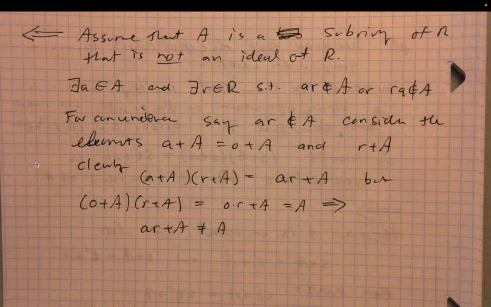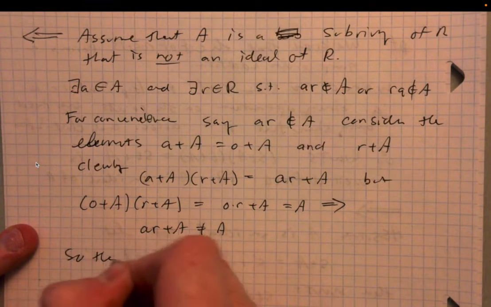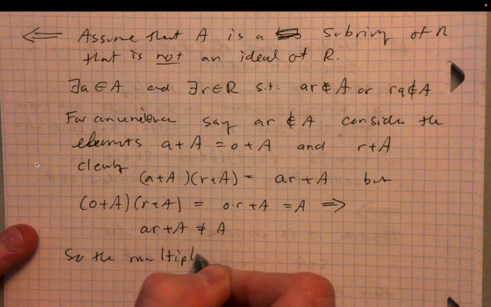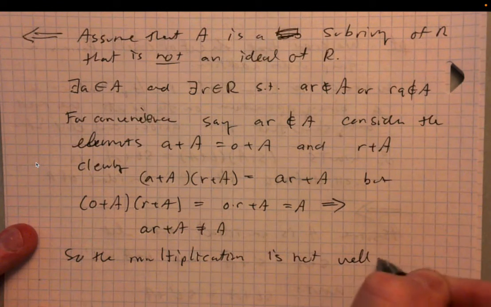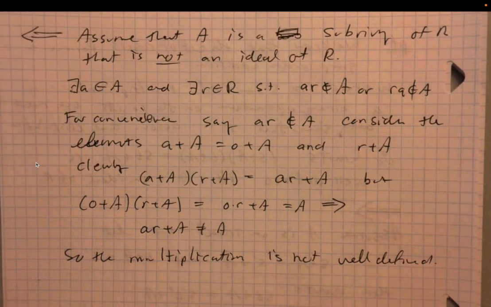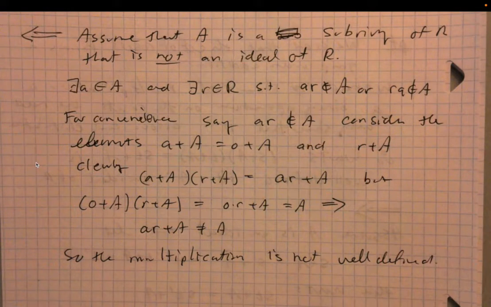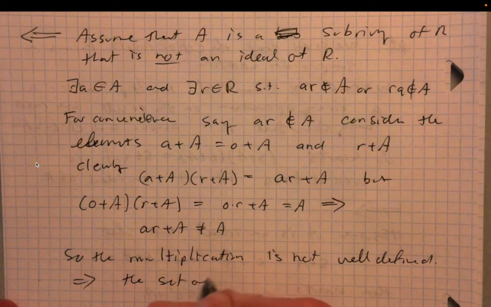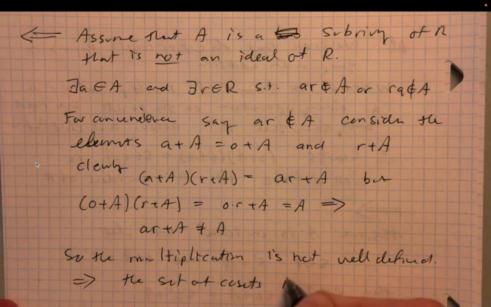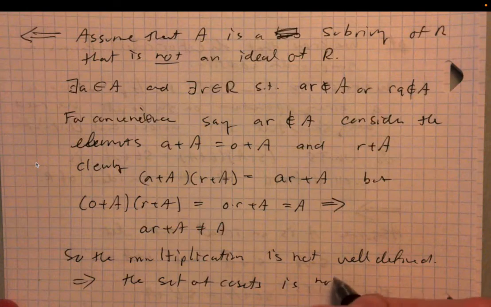And so in this case, the multiplication is not necessarily well defined, right? Because we don't have an ideal. So the multiplication is not well defined. Okay, right? And in that case, obviously, the set of cosets is not a ring.